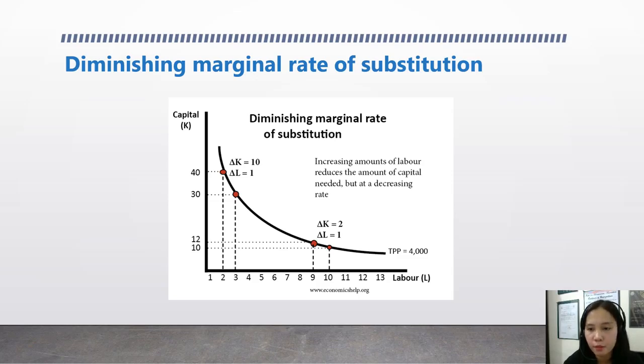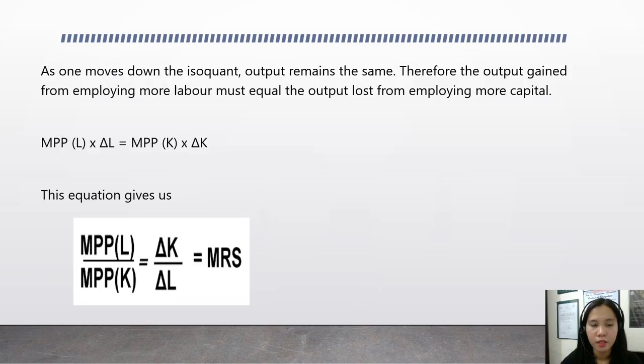As one moves down the isoquant, output remains the same. Therefore, the output gain from employing more labor must equal the output lost from employing less capital. So this equation gives us MPP of L over MPP of K equals ΔK over ΔL, or the amount of capital that can be reduced when labor is increased, typically by 1 unit, which equals the MRS, or marginal rate of substitution.